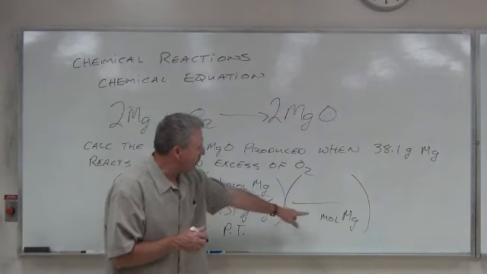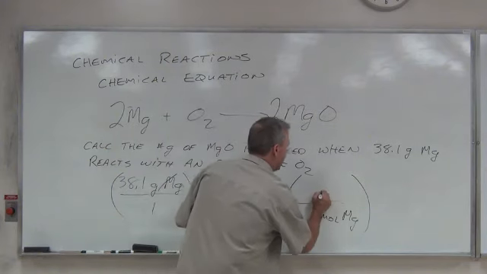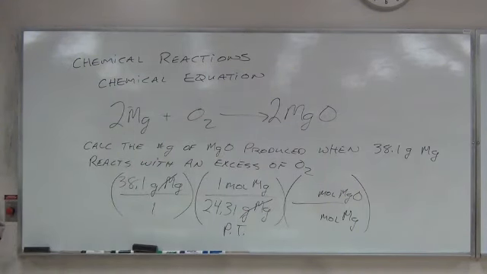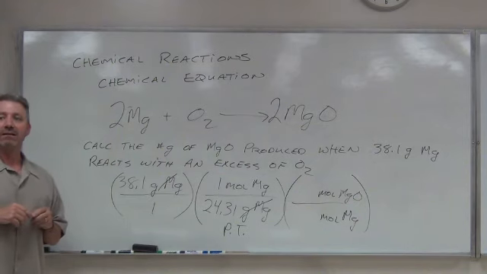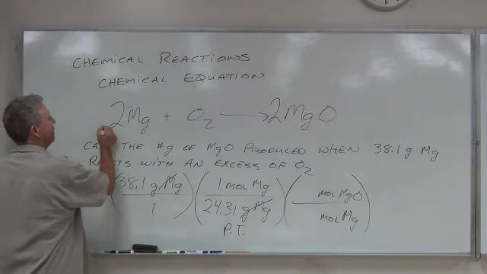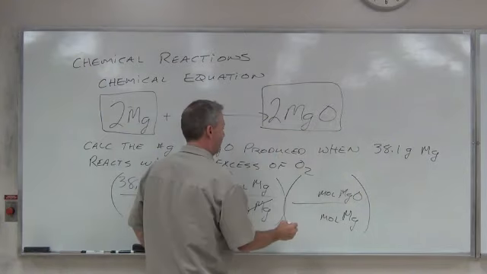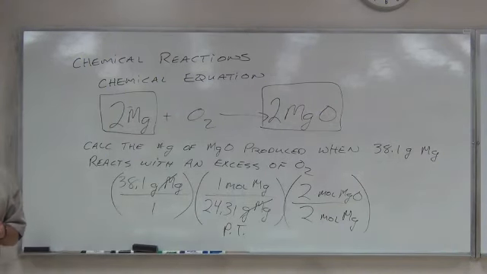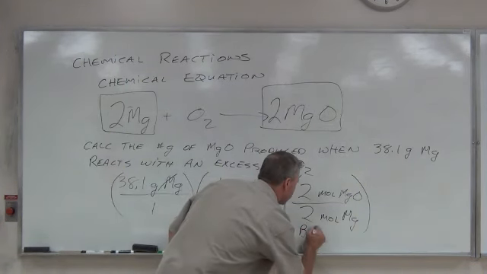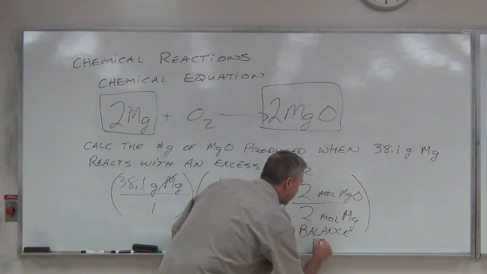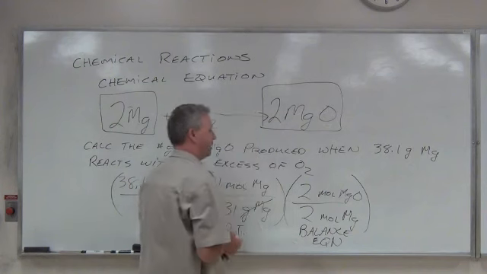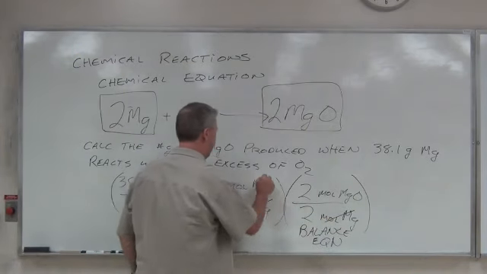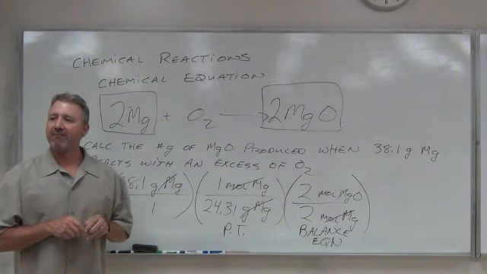Do I know anything? Where do I want to take moles of magnesium? Can I take moles of magnesium to moles of magnesium oxide? I can't. What is that? 2 and 2. This tells me right here that for every 2 moles of magnesium, I produce 2 moles of magnesium oxide. This I got from the balanced equation. Got that from the balanced chemical equation. They're the coefficients from the balanced chemical equation. Now moles of magnesium are done. Now I have moles of magnesium oxide.